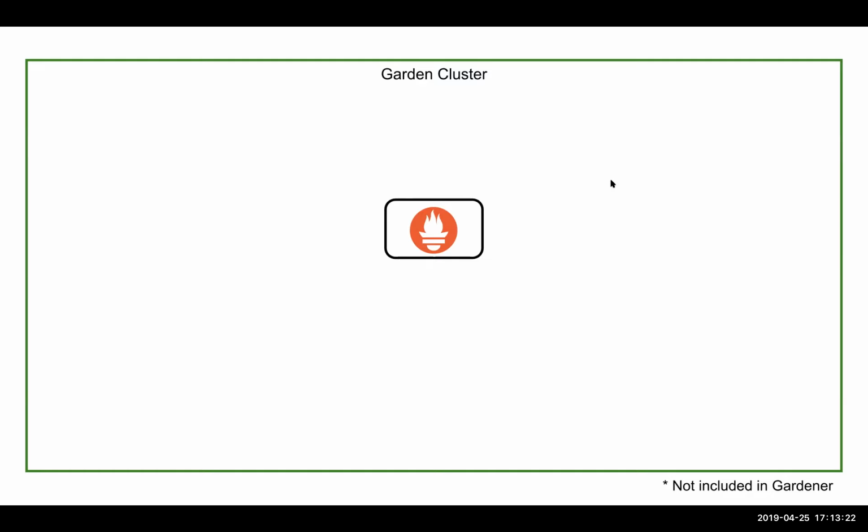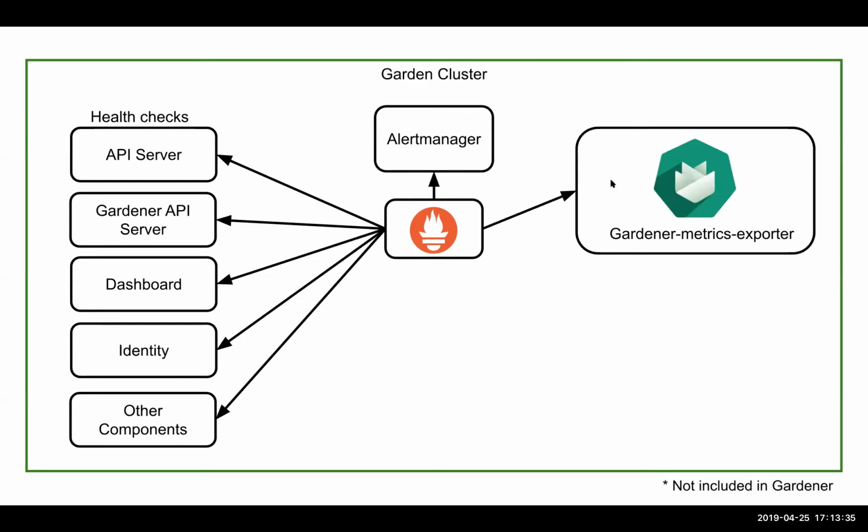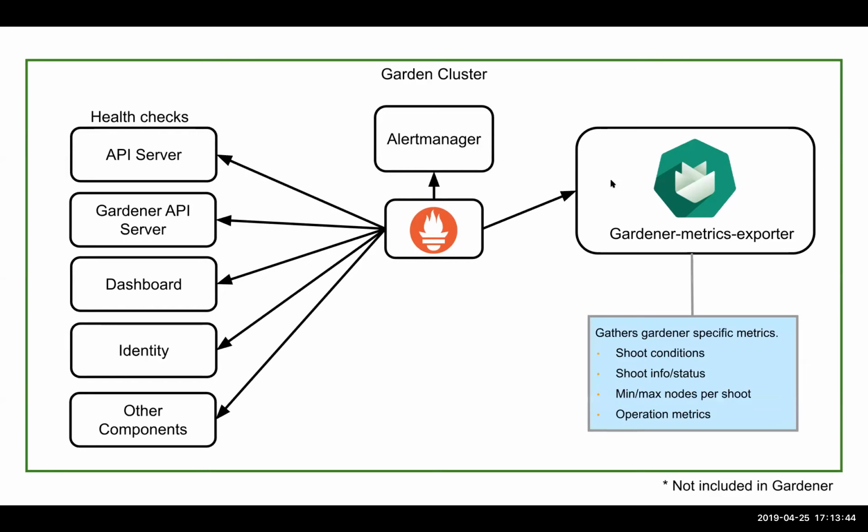And here we also have a Prometheus. This Prometheus does some health checks on some important components like the API server, and if something goes wrong, we send out alerts via an alert manager. Then here we have this Gardener metrics exporter, which is another component from us that I explained earlier. This component gathers Gardener specific metrics, like the shoot conditions and the other shoot statuses, and how many nodes are in each shoot, and some other metrics. Prometheus gathers these metrics from the Gardener metrics exporter, and to visualize all of this, we have a Grafana here too.